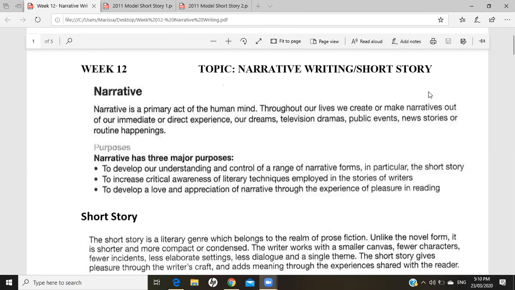So you'll see that your handout so far is 5 pages long, right? Which means that it's 5 pages of explanations and areas that you must cover in your final short story. So let's start with an overview. So what is a narrative?